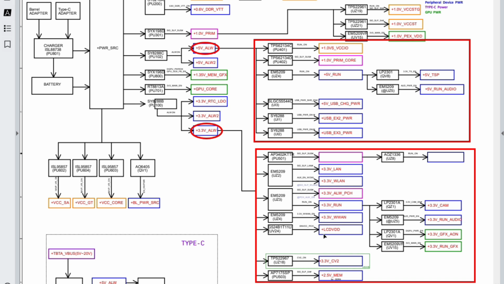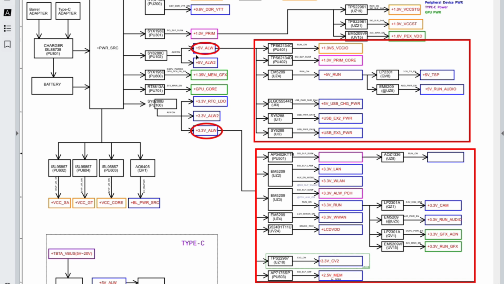For LCD VDD, what does it mean? It means if you have a problem with the display, you should check the plus 3.3 volt. If plus 3.3 volt is missing, you will not get any voltage over here. You will not get the voltage for LCD VDD, for the memory, for the cam, for the audio, for the GFX or graphic card, etc.